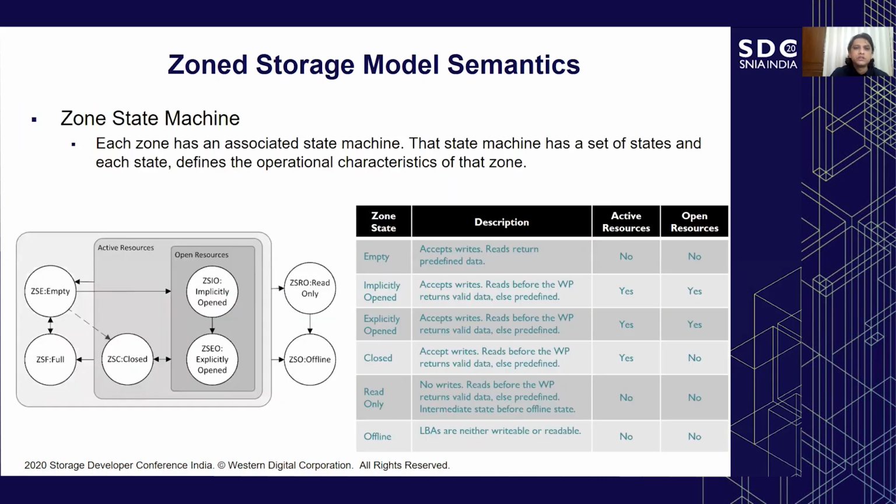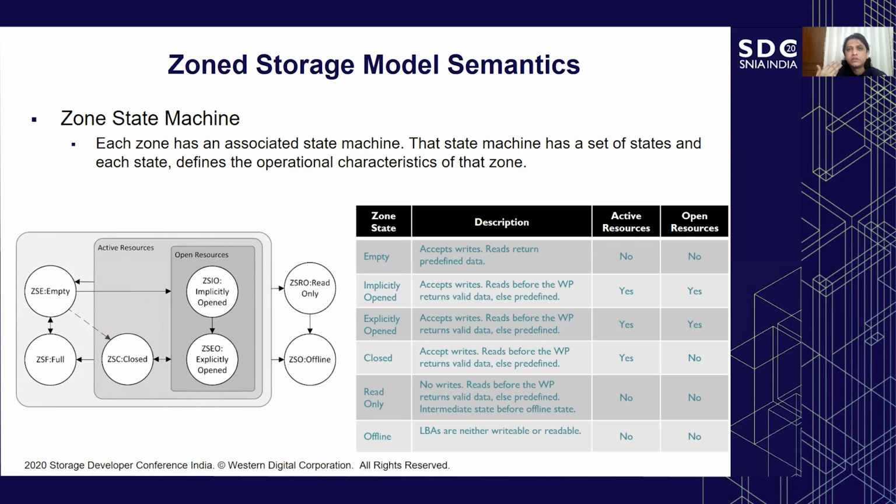So this is the zone state machine, and each zone has an associated state machine. That state machine has a set of states, and each state defines the operational characteristics of that zone. Typically, a zone starts off in the empty state, and from the empty state, if we issue an open command, it goes to the explicitly open state. If we directly start writing into an empty zone, it goes into the implicitly open state, and it goes to the full state when we have written entirely to the zone.